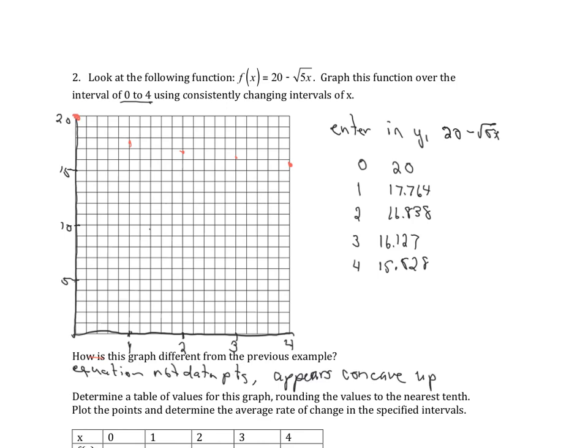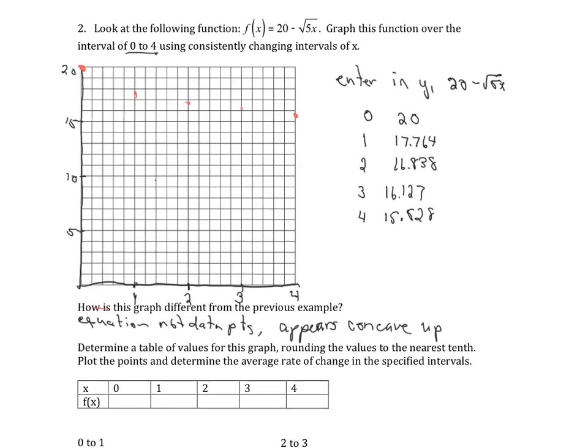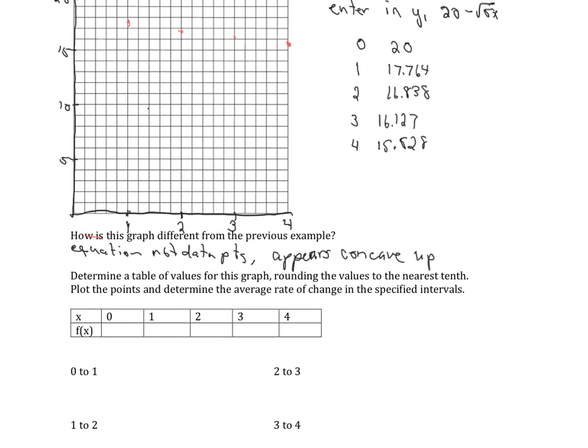Let's see. So let's take a look at the table of values at the bottom, and we'll fill in our table that we had above. So 20, 17.764, 16.838, 16.127, and 15.528. Now, I want you to go through and do this table, the slopes, just like I did in the first example.